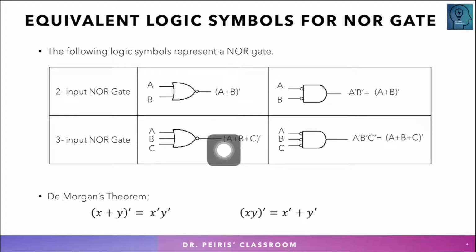Same thing applies to the 3 input NOR gate. So it's A, B, C inputs, so it's (A or B or C) prime because of the inversion. This is a NOR gate. Now this symbol is also representing a NOR gate. So it's A prime B prime C prime because of the inversions, and using De Morgan's theorem we can say that A prime B prime C prime is equal to (A or B or C) prime. These two are the most important symbols that we're going to use when we implement the circuits using NOR gates.